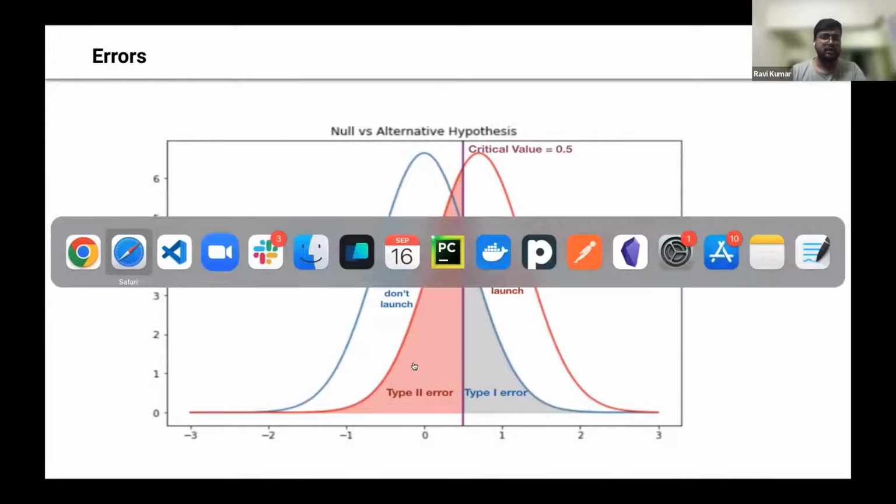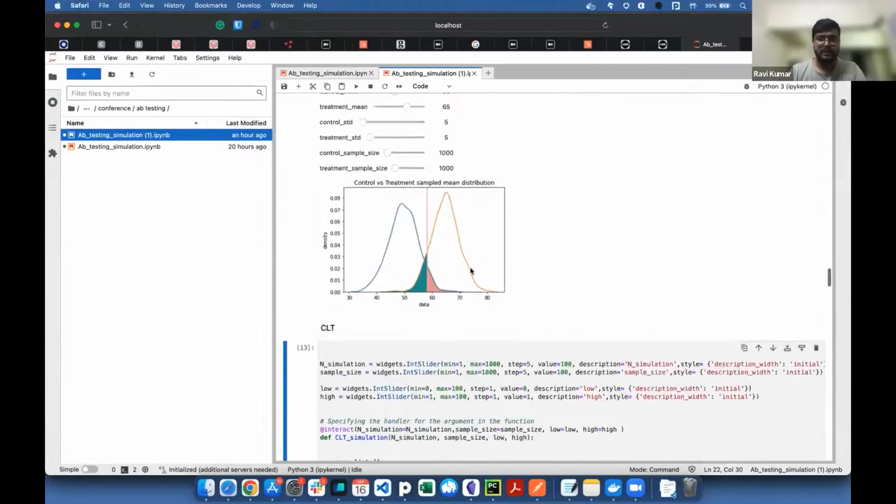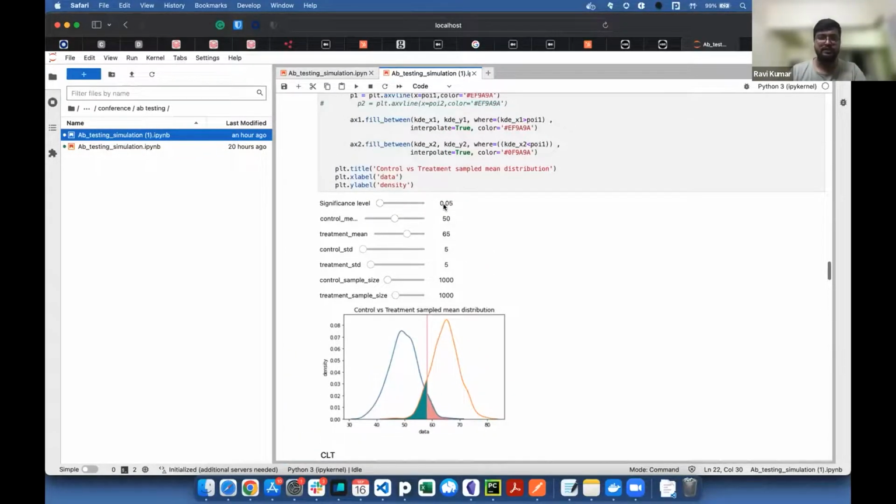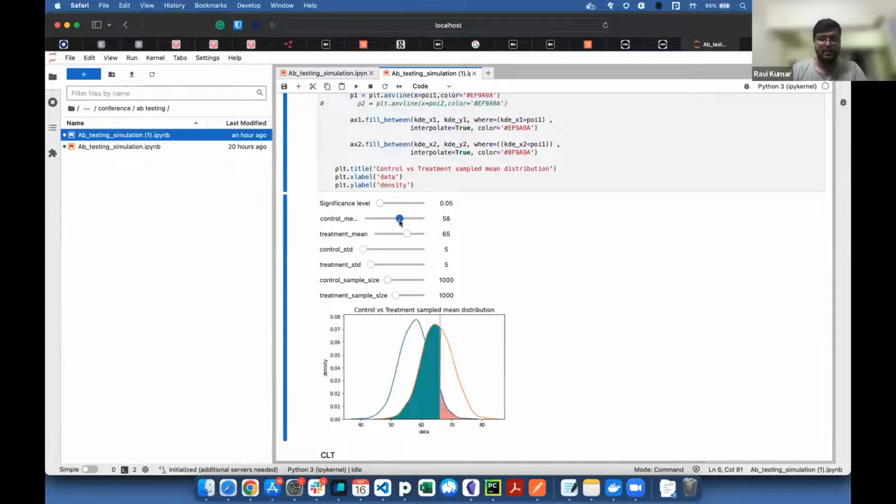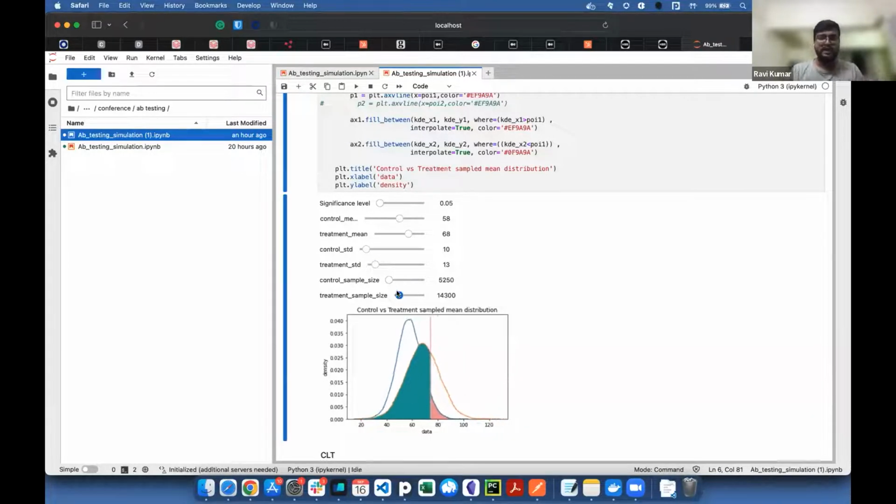Here I'll show you how the curve moves in the notebook. We have a significance level of 0.05, which we defined before. We have a simulation here with a control mean, which we can change anytime. This is the treatment mean, where we are seeing a lift of, let's say, 10%. Let's make it 68. I'm decreasing and increasing the control standard deviation, and the treatment standard deviation also. Whatever we are observing is basically random, so we can't define whether our treatment is doing better or not. Let me do a simple thing and increase the standard deviation here.